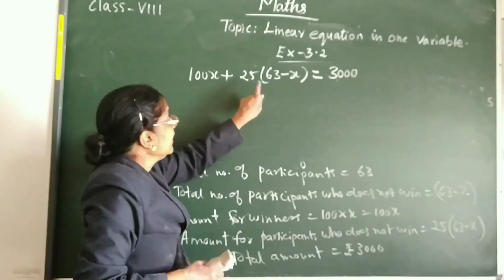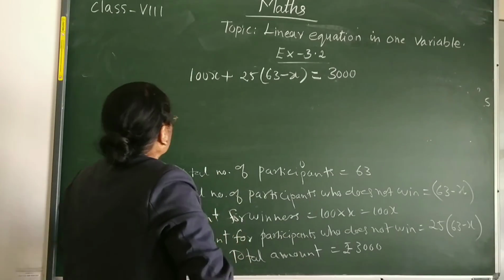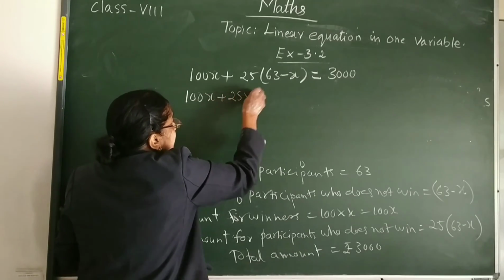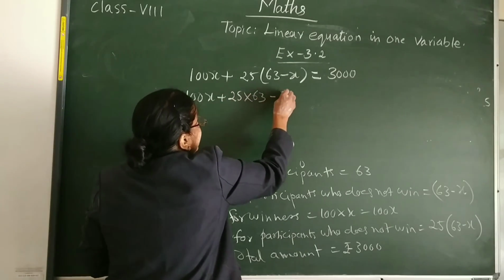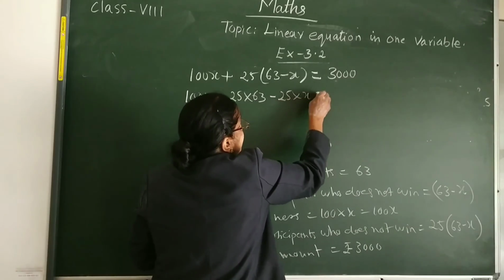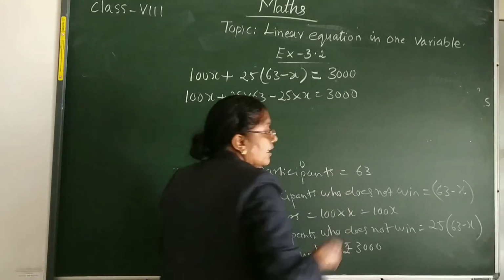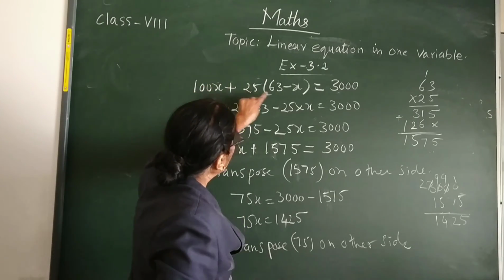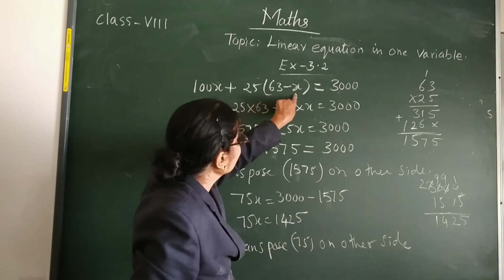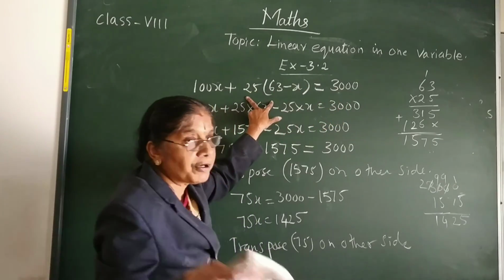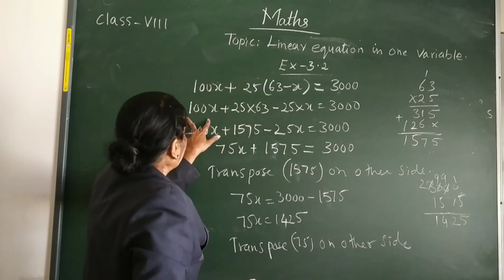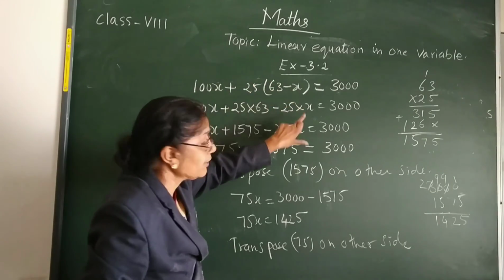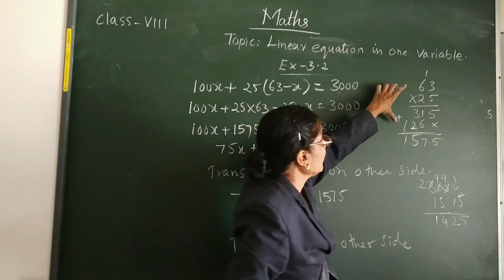Once again, let us see. Here again we use the distributive property. 100x plus 25 into 63 minus 25 into x is equal to 3000. So you have to multiply. I already told you what the distributive property is. Plus into minus is minus, so 25 into x with a minus sign, equal to 3000.